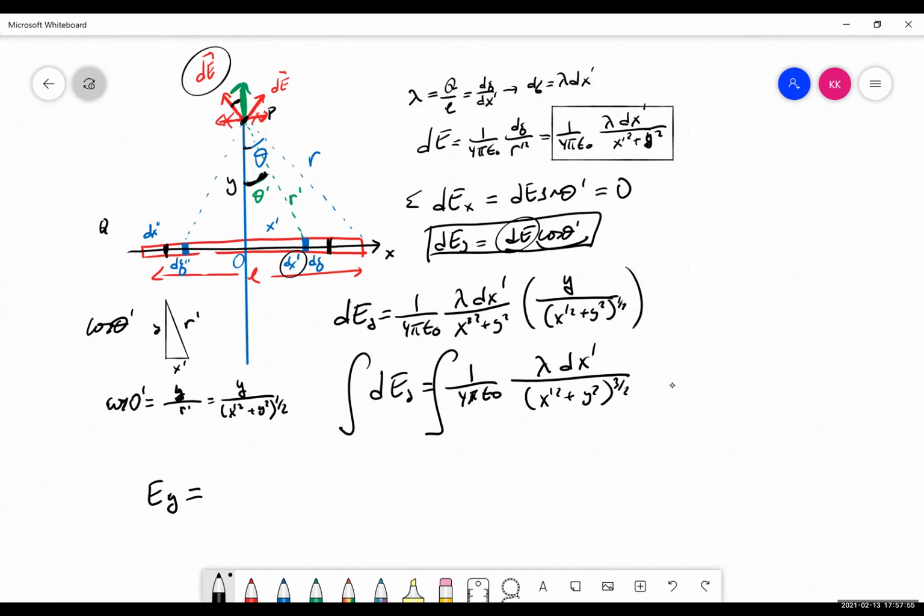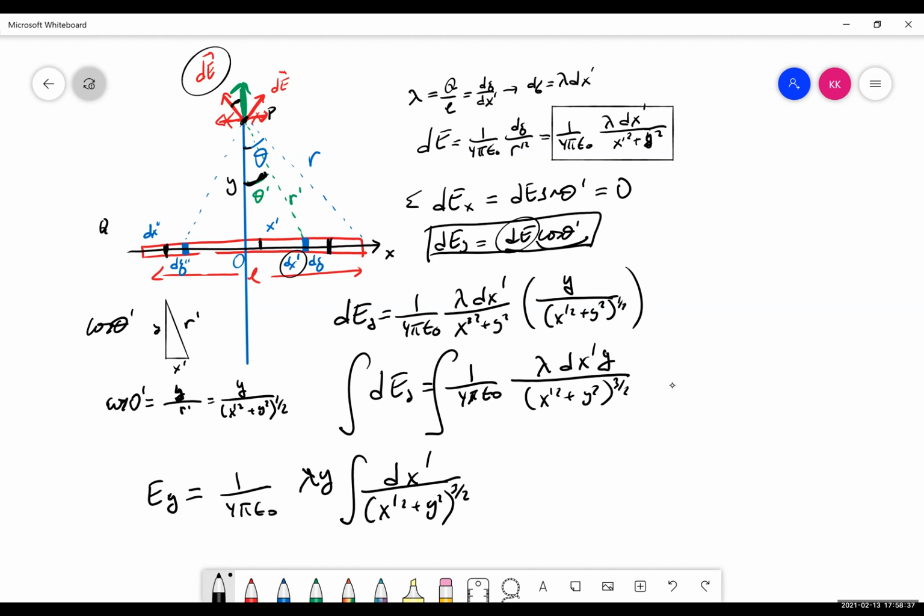The right side, let's first take out some of the constants. So 1 over 4 pi epsilon naught is a constant. Lambda is a constant. And if I look at everything else, what else can I remove from the integral? Well, I forgot y over there, right? There's also this y over here, so lambda times y. But then everything else has to stay, because what I have here is dx prime over x prime square plus y square to the 3/2, which cannot come out.